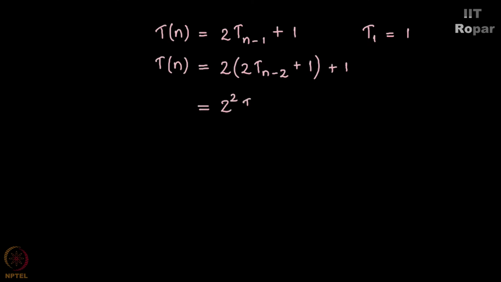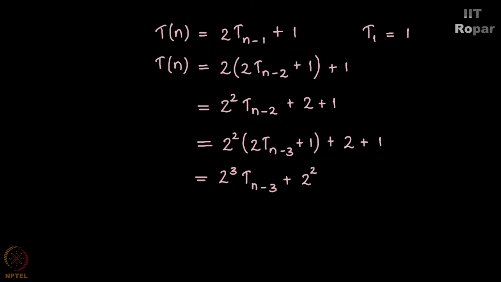Now, I can further simplify this as 2^2 T(n-2) + 2. I've just expanded the bracket and multiplied 2 throughout. Now, T(n-2) can be further written as 2 times T(n-3) + 1, and the rest of plus 2 plus 1 remains as it is. Simplifying this, we get T(n) as 2^3 T(n-3) + 2^2 + 2 + 1.